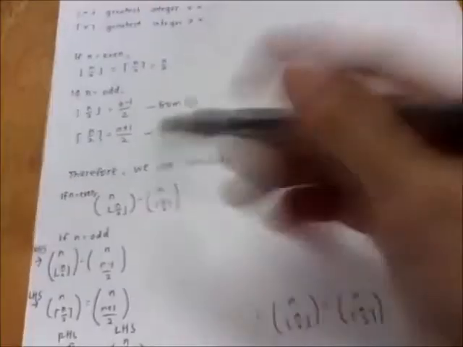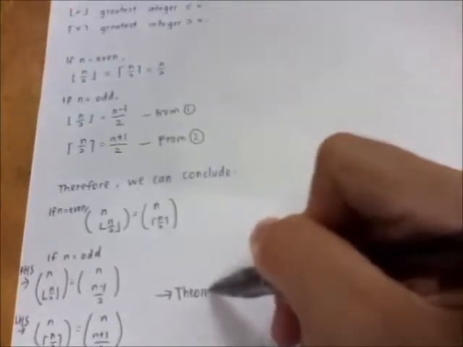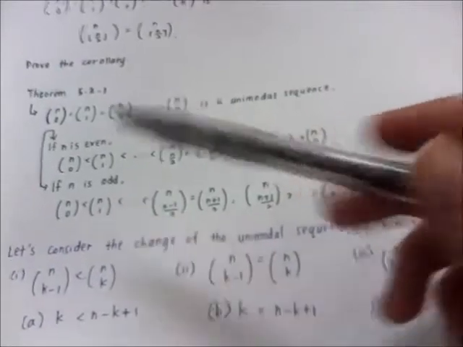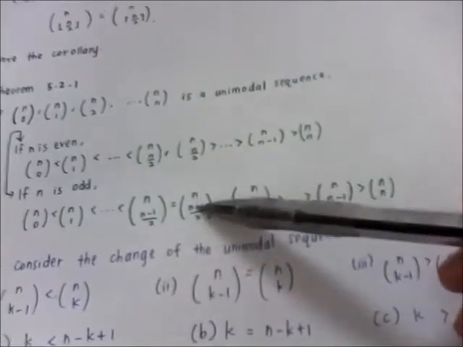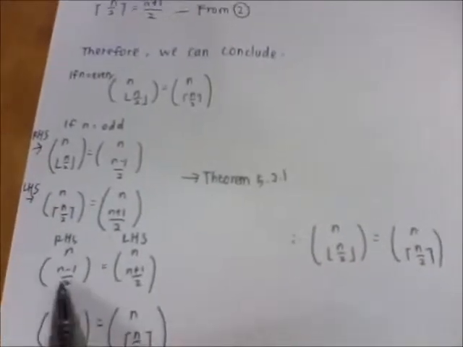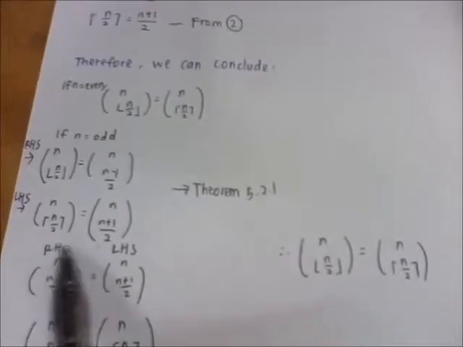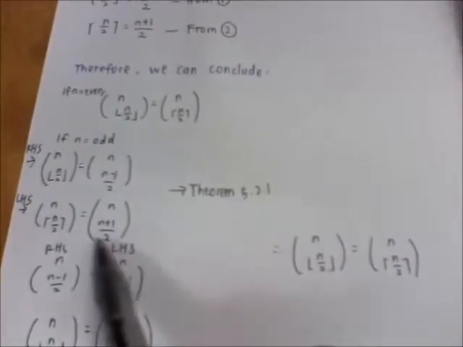Where can we prove this? We can actually prove this equality from theorem 5.2.1. Okay, let's look at theorem 5.2.1. From theorem 5.2.1, we can see that the n of n minus 1 over 2 is equal to the n of n plus 1 over 2. Let me write it out here. The n of n minus 1 over 2 is equal to the n of n plus 1 over 2. You must realize that this is the right hand side that we did just now, and this is the left hand side that we did just now.